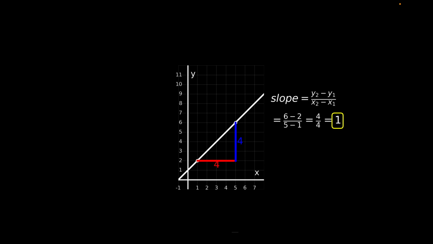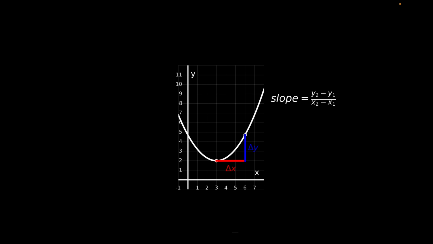But what happens if we want to find the slope of a curved line? Notice that some parts of the curve are steeper than others. The steepness, the slope, changes continuously as we move along the curve. So we cannot calculate the slope of a curved line the same way we did for straight lines. Instead, we would need to calculate the slope at a particular point.